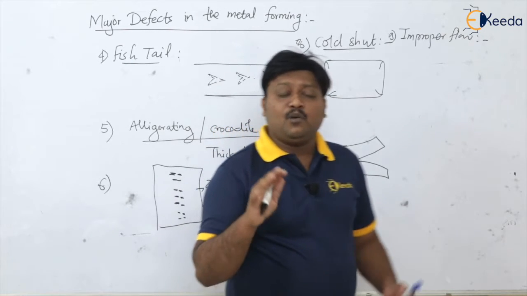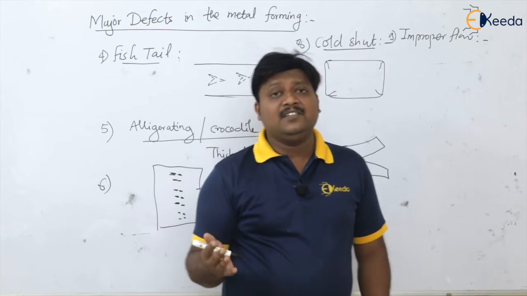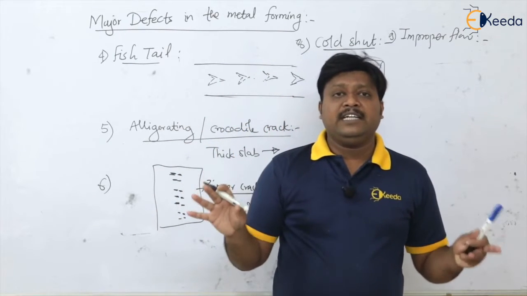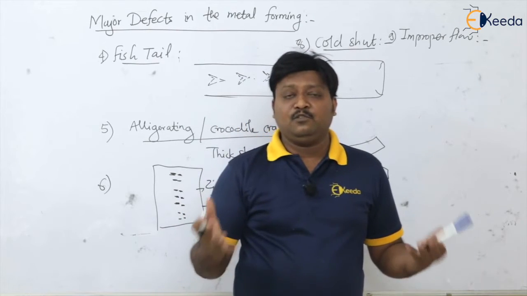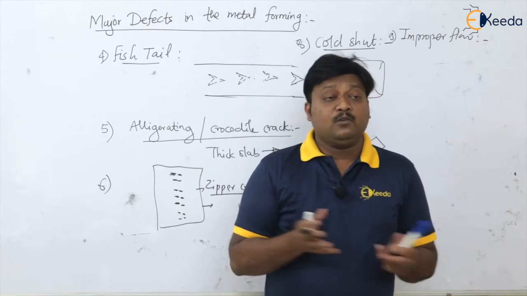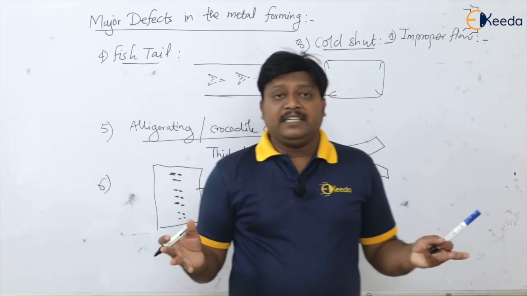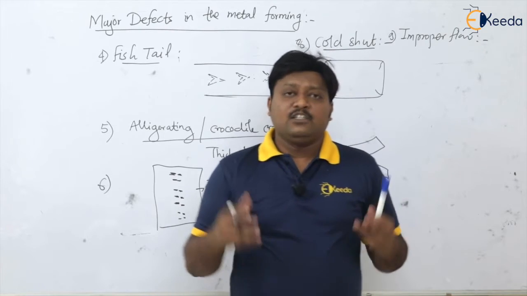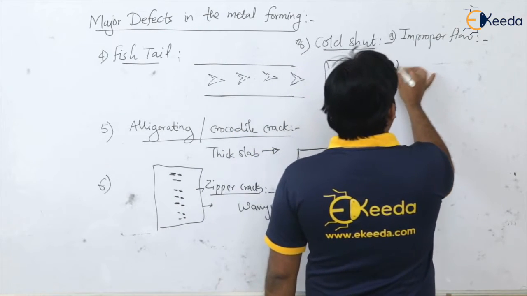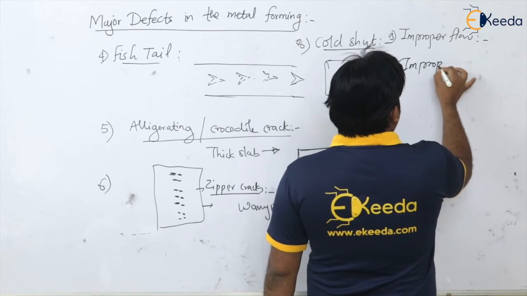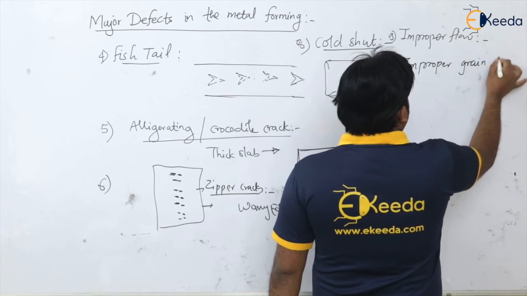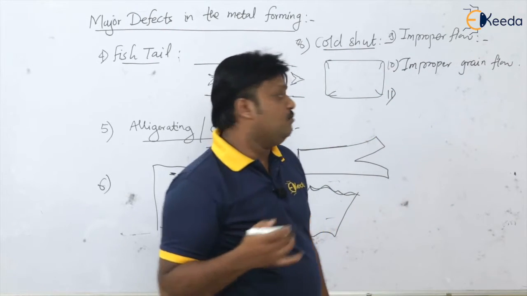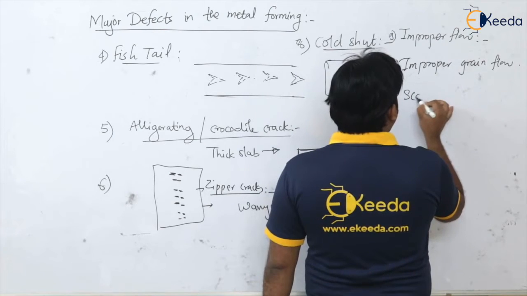Also there is improper flow of grains. This is also one of the major defects in the forging operation. That is, if you want a required orientation of the grain, but in the final product the orientation of the flow of the grain is not as we want, that is improper grain flow. Then one more important defect that we observe in the forging operation is scale pits.